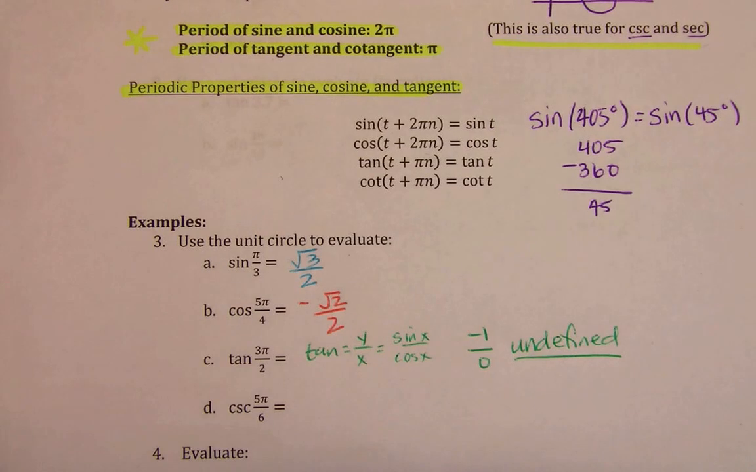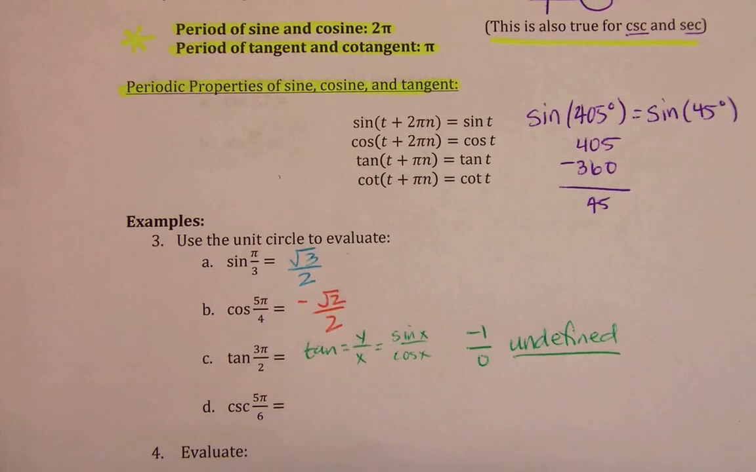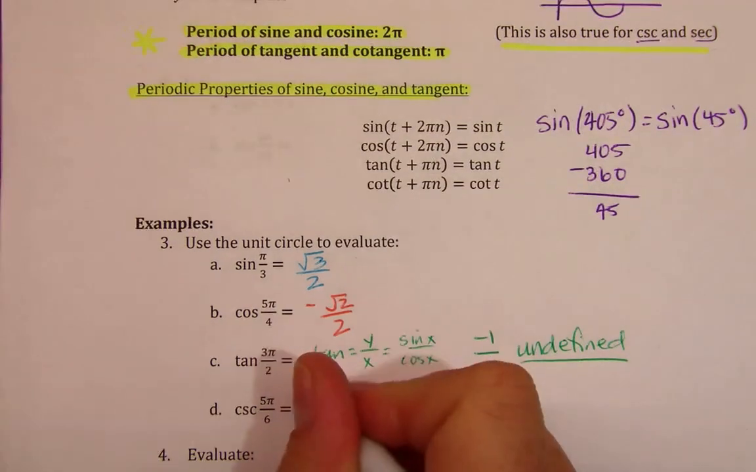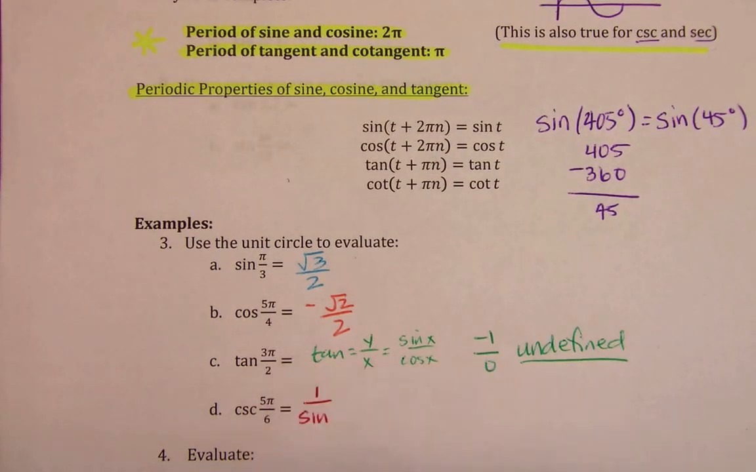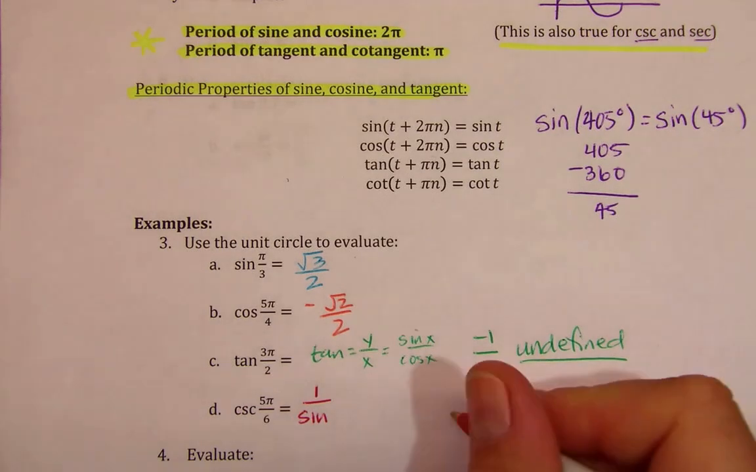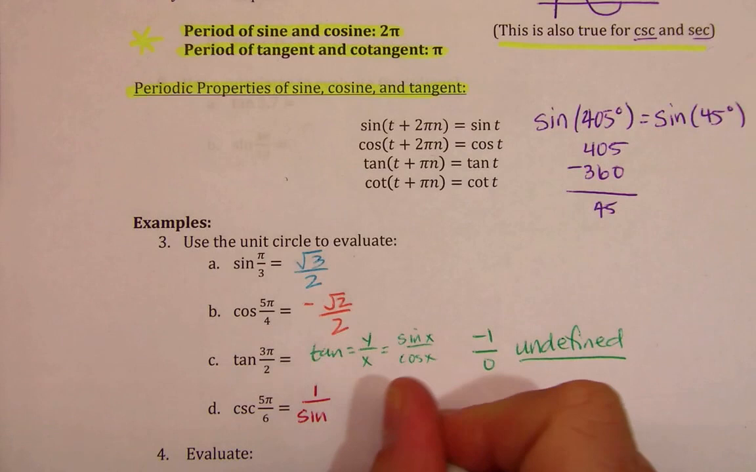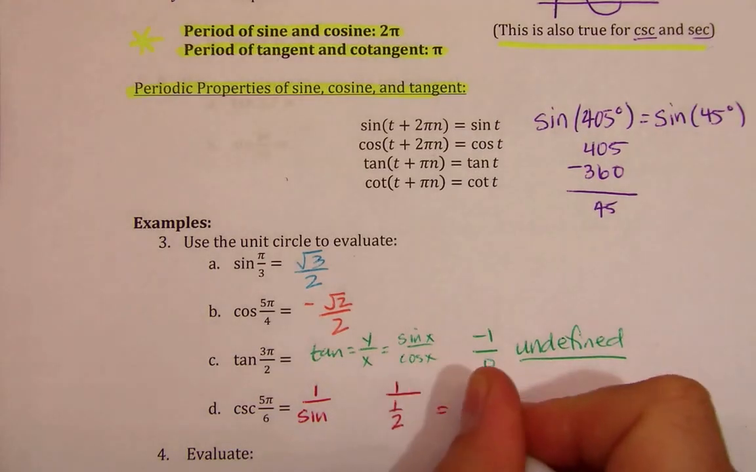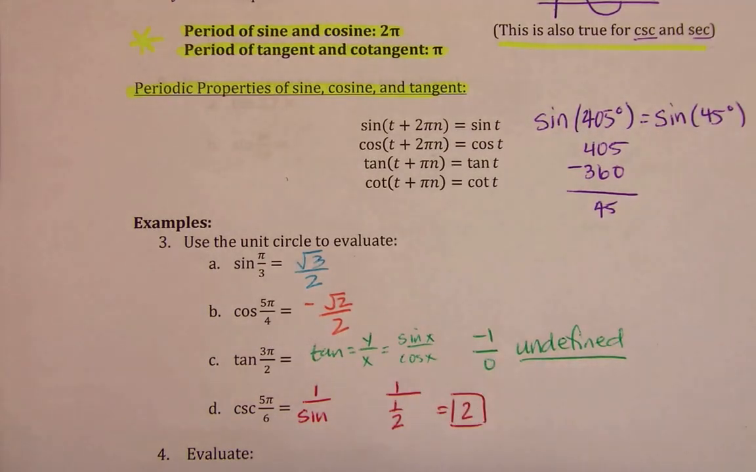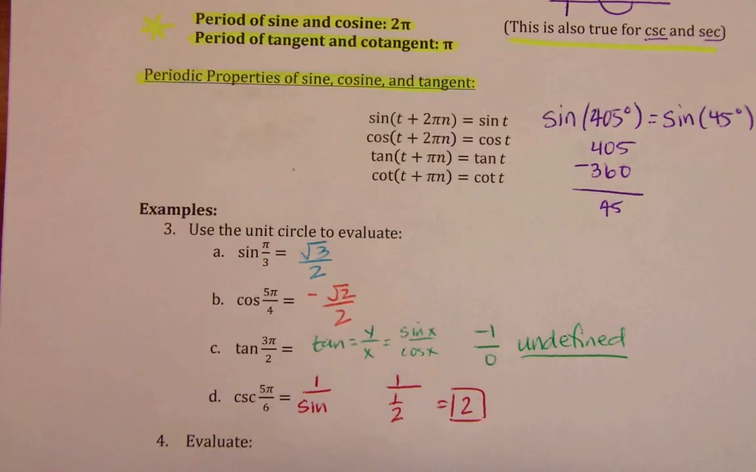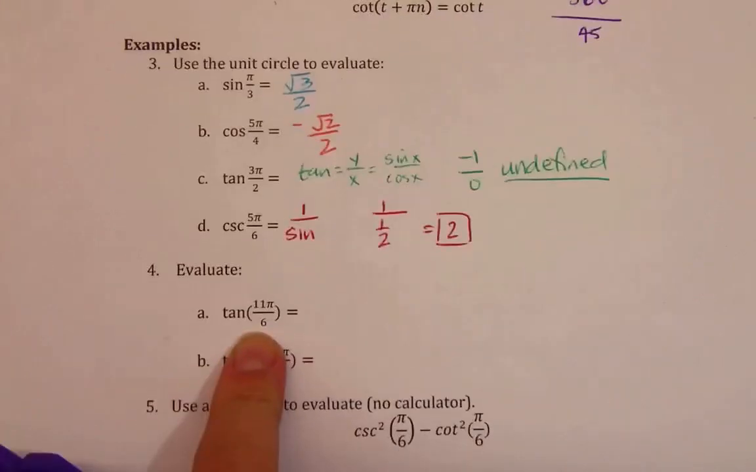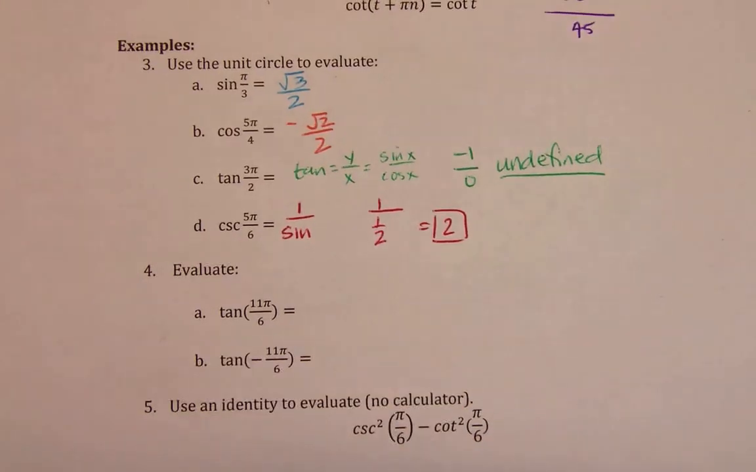For cosecant here at the bottom, cosecant of 5 pi over 6, well, we know that that's the reciprocal of sine, so 1 over sine is cosecant, and that would be 1 over 1/2, and that would be 2. Or it's the reciprocal of sine, you can think about it that way as well. Now looking at these next examples, these are still angles on the unit circle, but now we're looking at tangent.